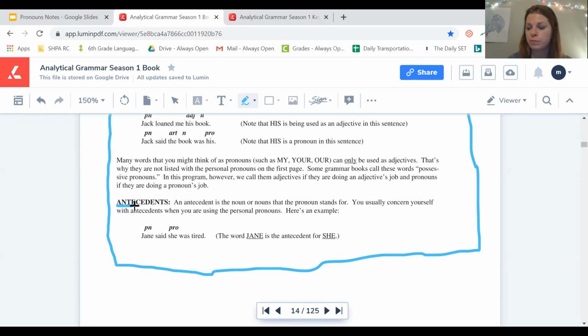So the antecedent is a big fancy word that just means the noun the pronoun stands for, the noun the pronoun replaces. Jane said she was tired. The word Jane is the antecedent for she, and we say that it's just the word that the pronoun stands for, which leads us into our notes.